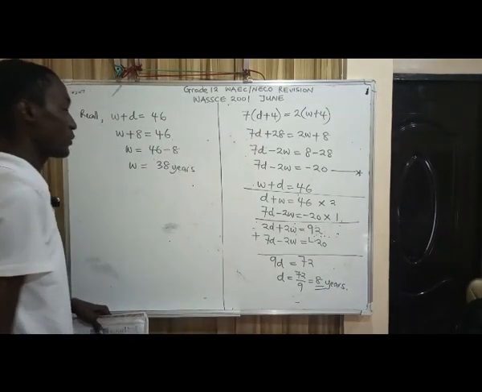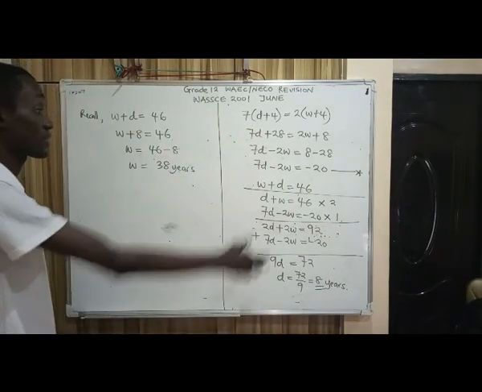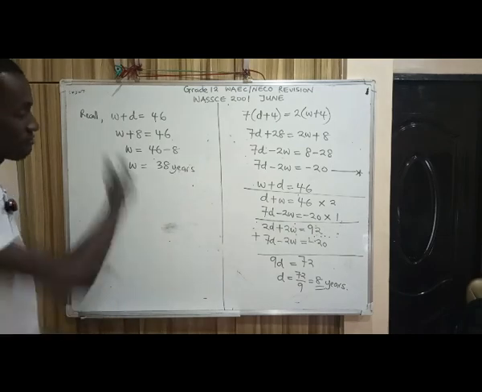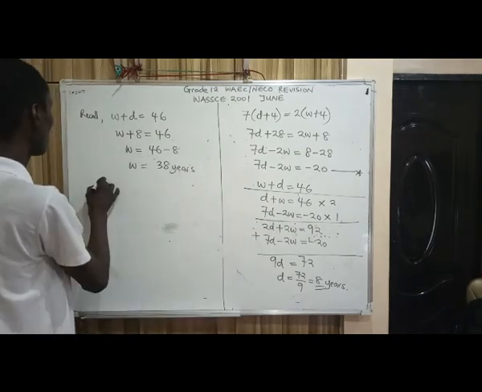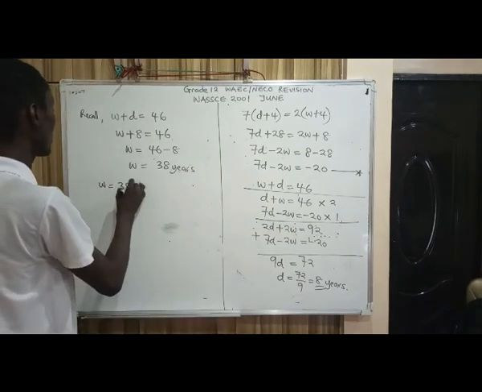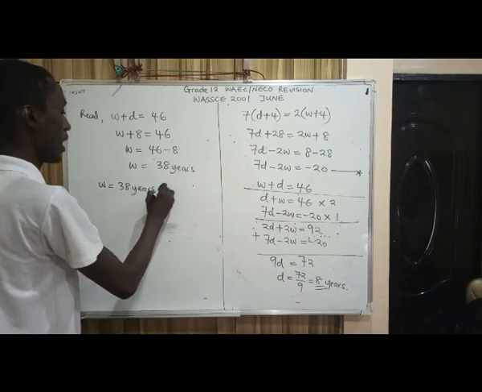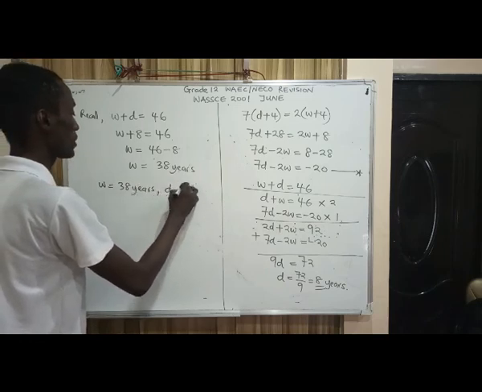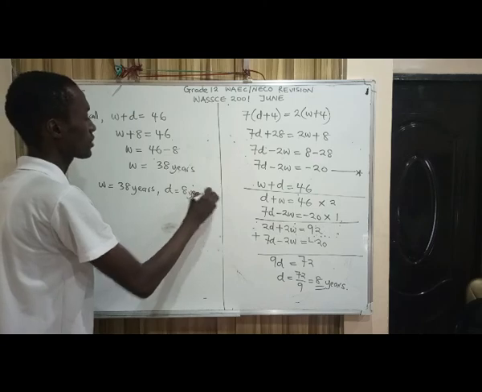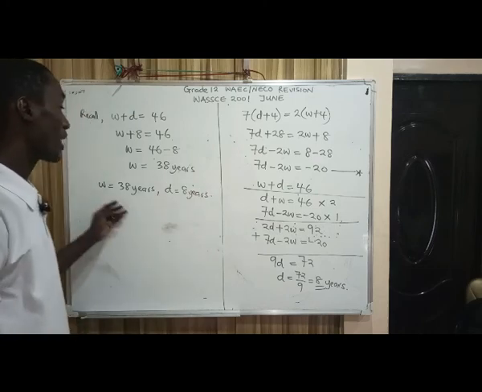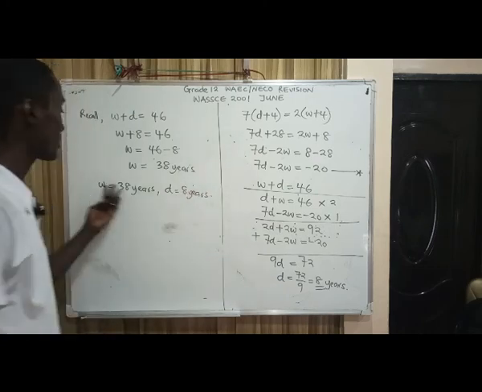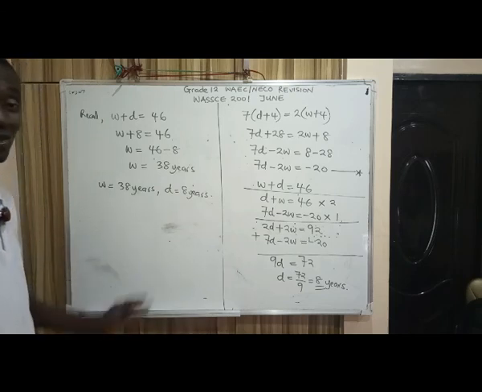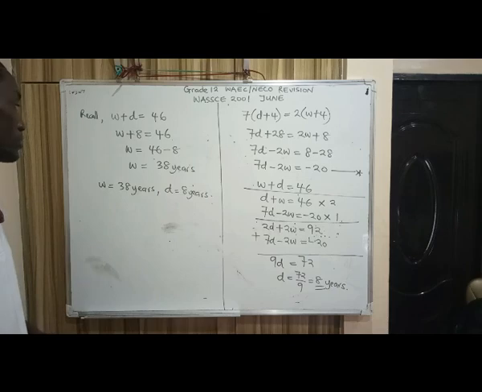So the mothers, they said we should find their present age. This is their present age. So w is equal to 38 years, and d is equal to 8 years. Now let me just say this: whether you come back later to write this, as long as these answers are stated there, you've gotten your full mark, and that takes care of this problem. So that settles that.